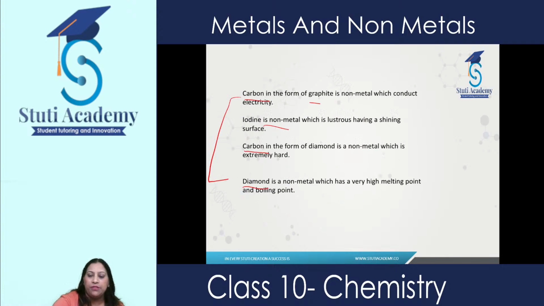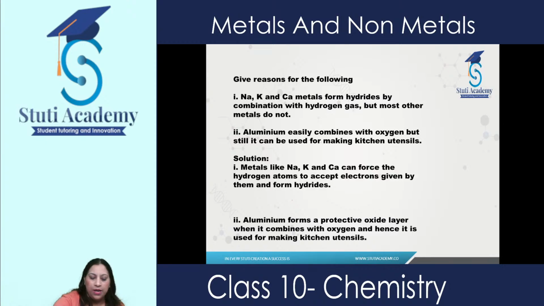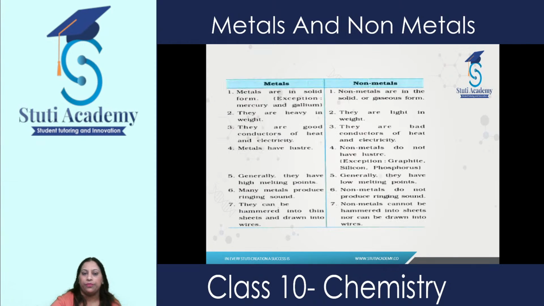These are the physical properties which I have discussed, and these questions also I have discussed with you. And these are the differences between metals and non-metals on the basis of their properties. Metals are solid; non-metals are solid, liquid and gaseous. Metals are heavy in weight, non-metals are light in weight. Metals are good conductors of electricity and heat, non-metals are not. Metals have luster, non-metals do not. And when you are writing these points, write down exceptions.